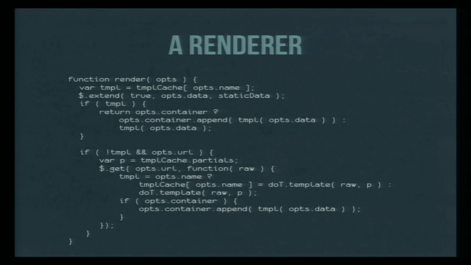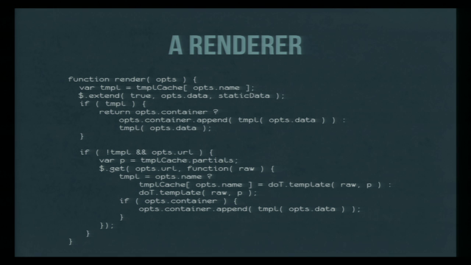And so this is a second place where this is a little bit contrived, because probably in addition to being passed a URL, you'd also want to be able to be passed a string that contained the template, or even a selector if the template was embedded in your HTML. So you're going to go and get your partials from some cache, and then you'll go and grab the template that was requested from the server.